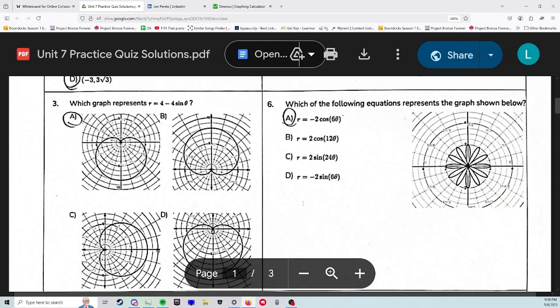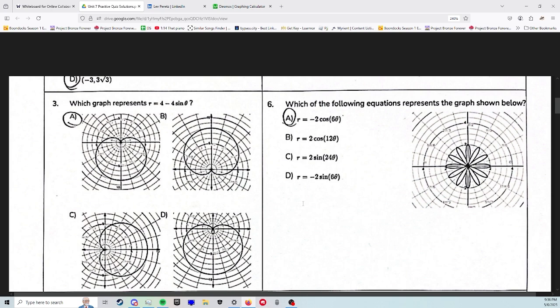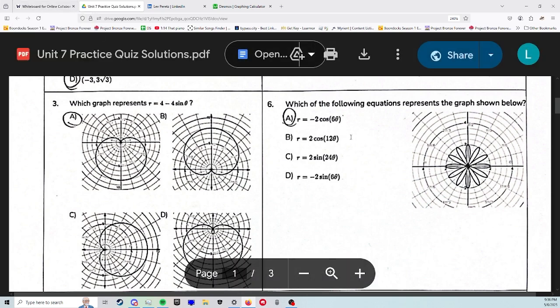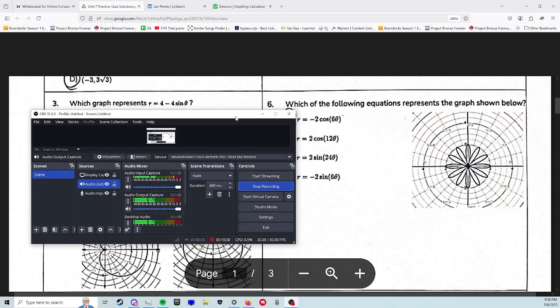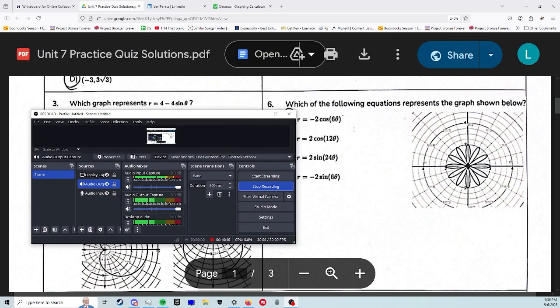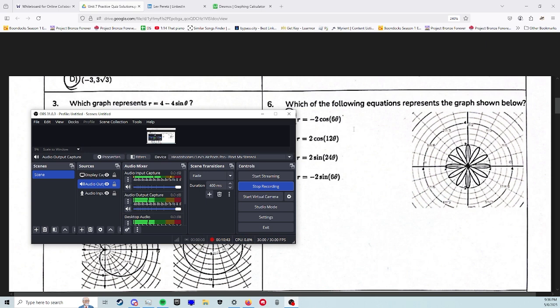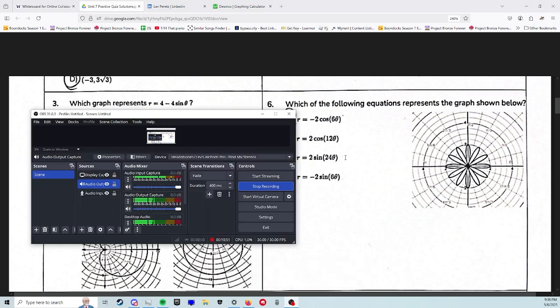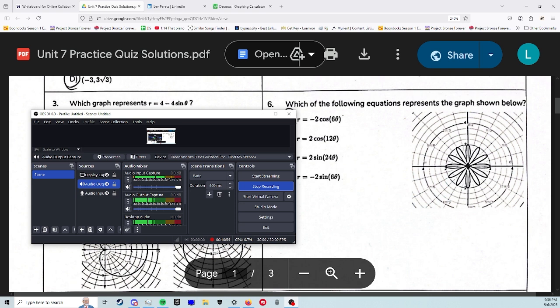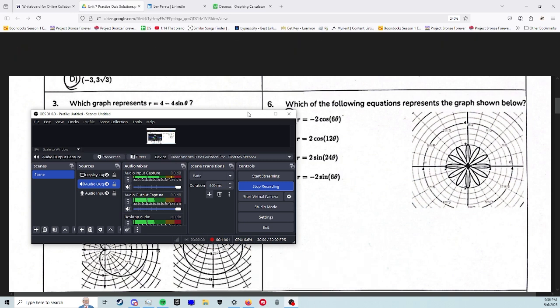Okay, next part. Which of the following equations represents the graph below? Okay, I found it. So we know that for sine graphs, the petals get doubled. So let's count how many. Well, we know if the petal number is even, they get doubled. So we'll count it out: 1, 2, 3, 4, 5, 6, 7, 8, 9, 10, 11, 12. So there's 12 petals. So we can immediately rule out the middle two, because this is 24.